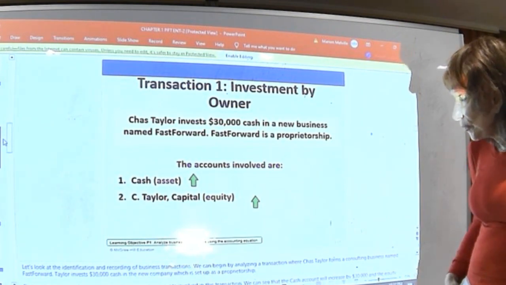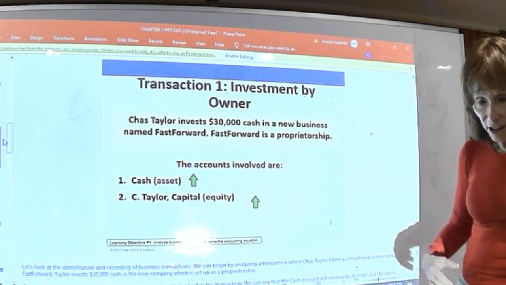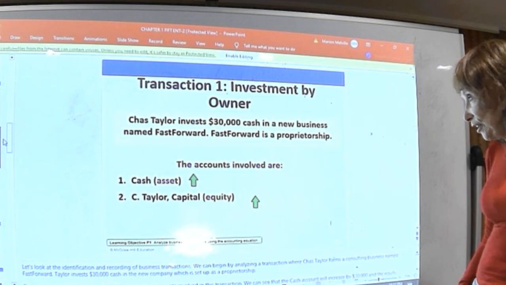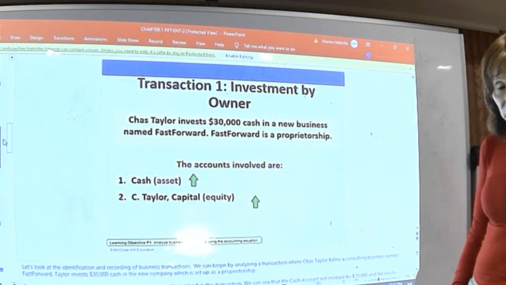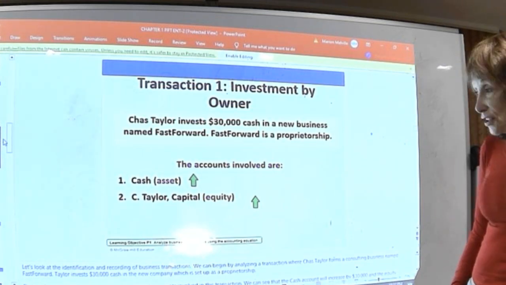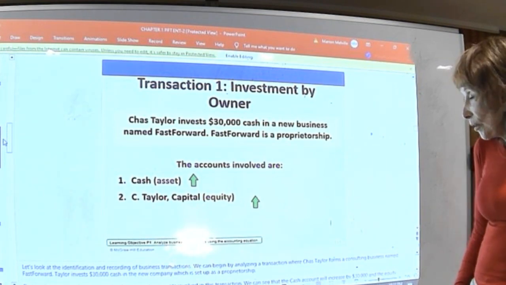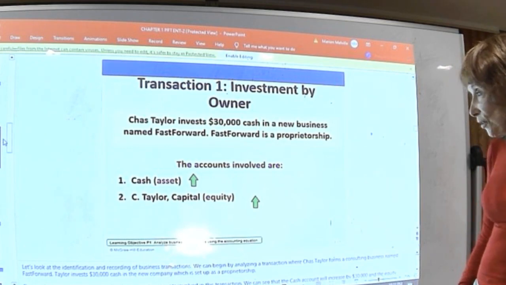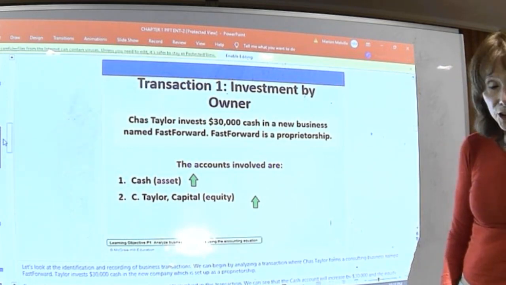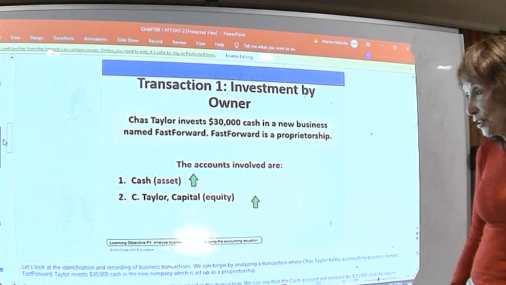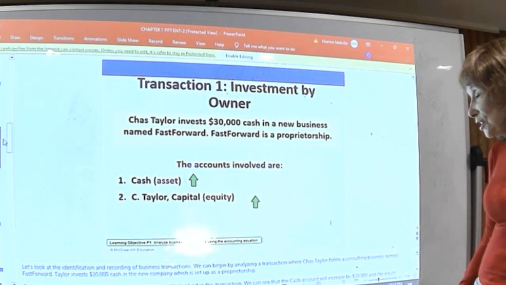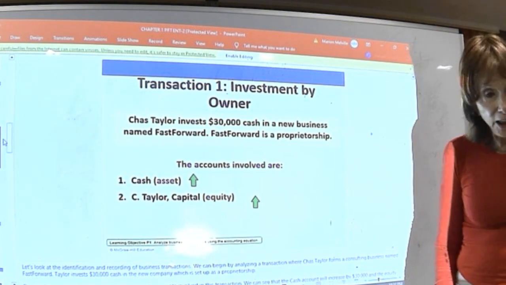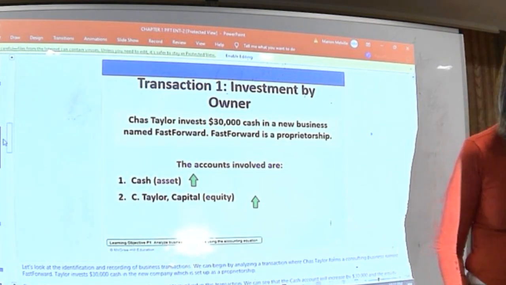And so we're going to look at the accounts, the categories that are involved here. First one is cash. He's putting cash in. That's an asset. And remember now, we have to balance that accounting equation. So he's also going to record his interest, his ownership in the company. So we're increasing cash, we're increasing capital. Both sides of the accounting equation are equal.